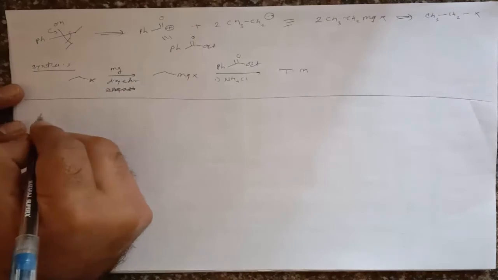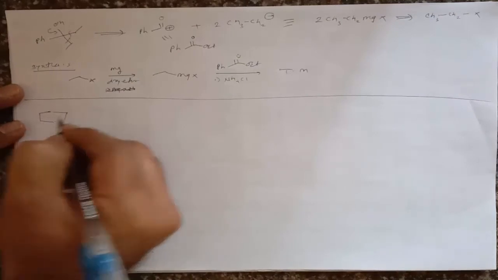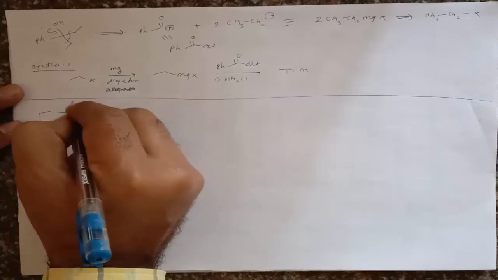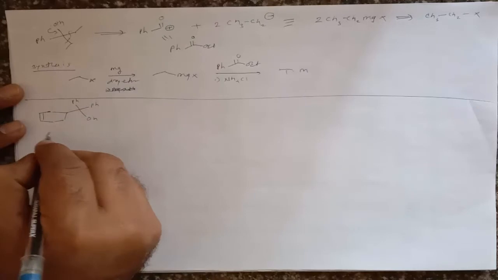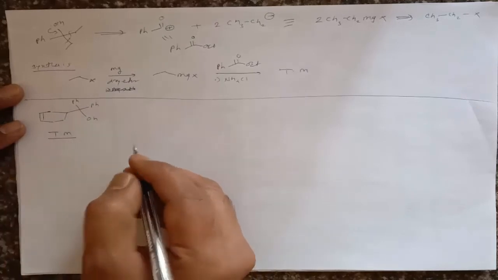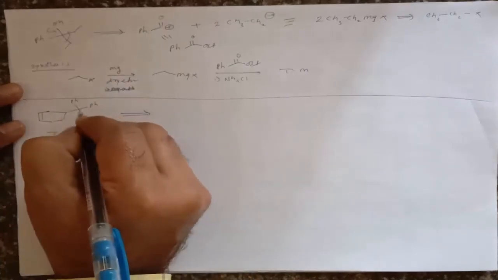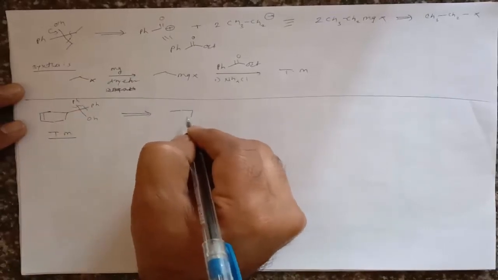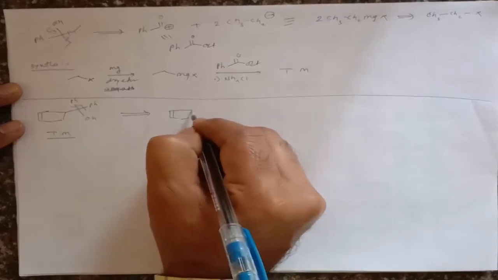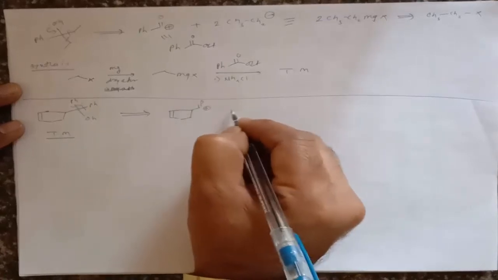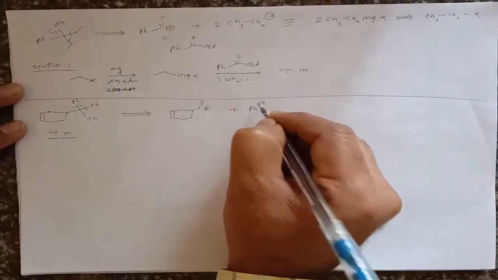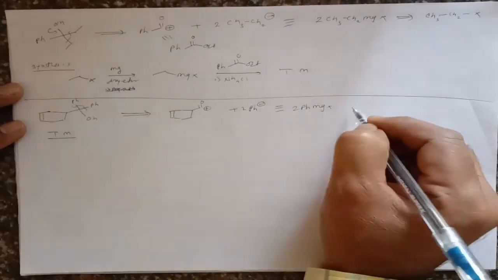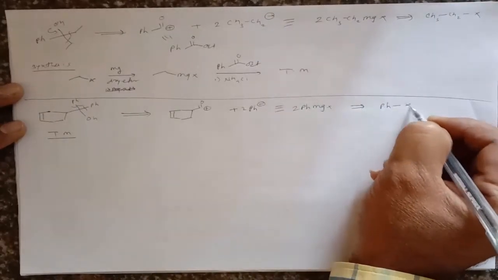Let us take one more example. Suppose we take a target molecule like this, a cyclic group containing a symmetrical alcohol, with two Ph groups, and the ring containing a double bond. So this is again another target molecule. We can break this molecule at this position, and it gives a functional group like this, C double bond O plus two Ph minus. It can be prepared from two PhMgX, which can be prepared from a phenyl halide.